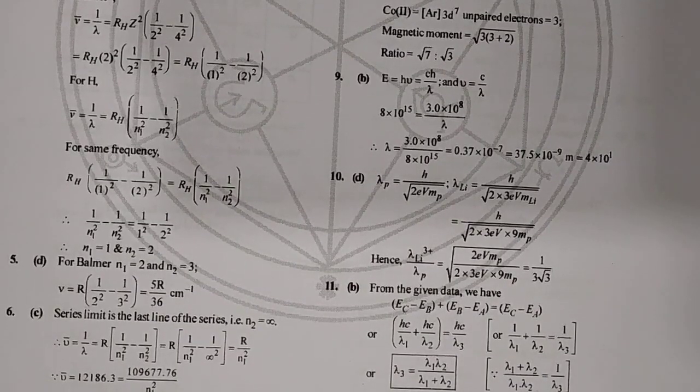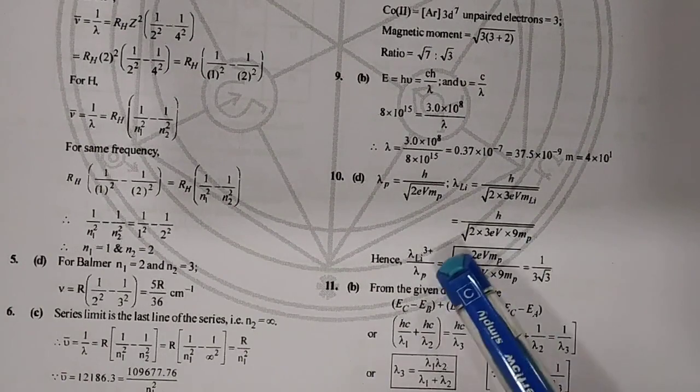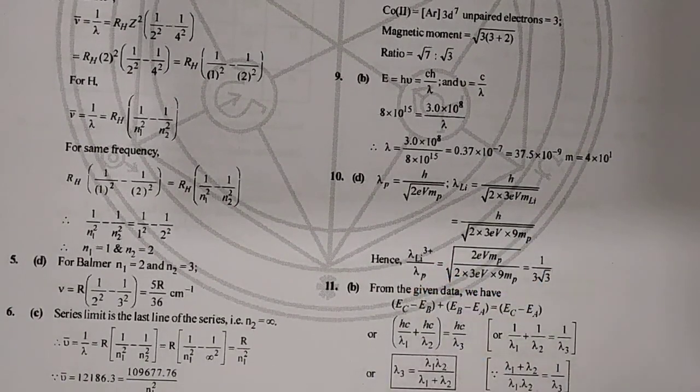So lambda P is equal to h upon under root 2e v mp and lambda Li is equal to h upon under root 2 into 3e v mli. Simplify करते जाइए, रेशियो ले लीजिए and your answer is 1 upon 3 under root 3. That is D Delhi is your right answer.